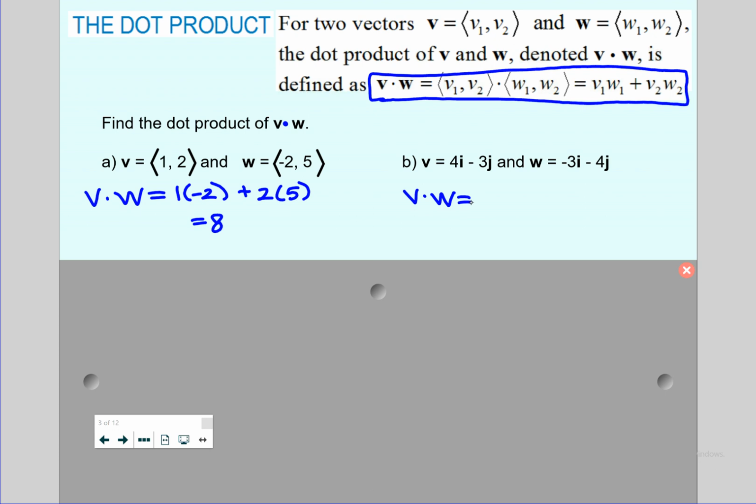It's the same thing. It's 4 times 8. Remember, the I and J are just a label, really. Tells us what's the horizontal and what's the vertical. So even if it's in this form, same calculation, 4 times negative 3 plus negative 3 times negative 4. So I would get a dot product of 0. Why is that important? Well, we're going to use it in the formula in a minute. So we need to be able to do this calculation.